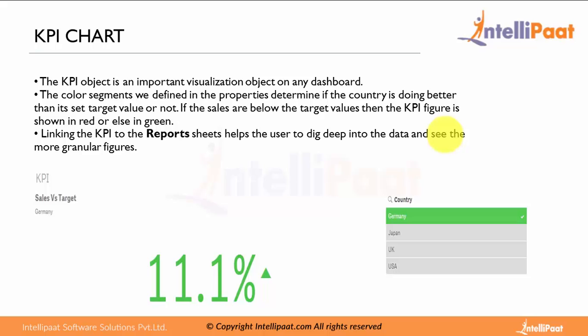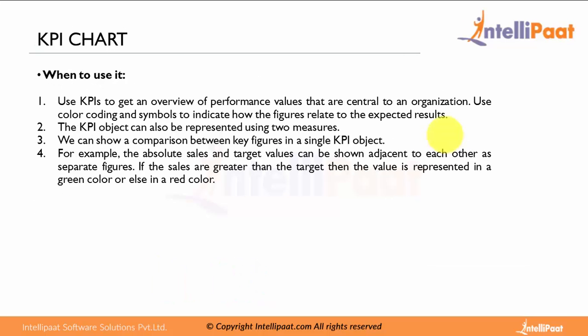Also, we can link the KPI to report sheets, which helps the user to narrow down and see the granular data and the granular figures. So when to use this? Use KPIs to get an overview of performance values that are central to the organization. Use color coding and symbols to indicate how the figures relate to the expected results.